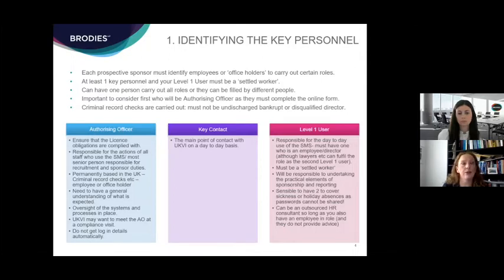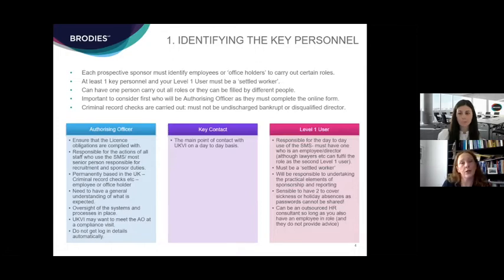It makes sense, first of all, to start with who's going to be your authorising officer, as that's the person that's going to be involved in completing the online application form. It's not possible for them to delegate that because there are declarations and things that need to be made online. And then also remember that criminal record checks are going to be carried out on your key personnel, and they will also check that those individuals are not undischarged bankrupts or disqualified as directors. They want to make sure that the people are suitable to fulfil those roles.